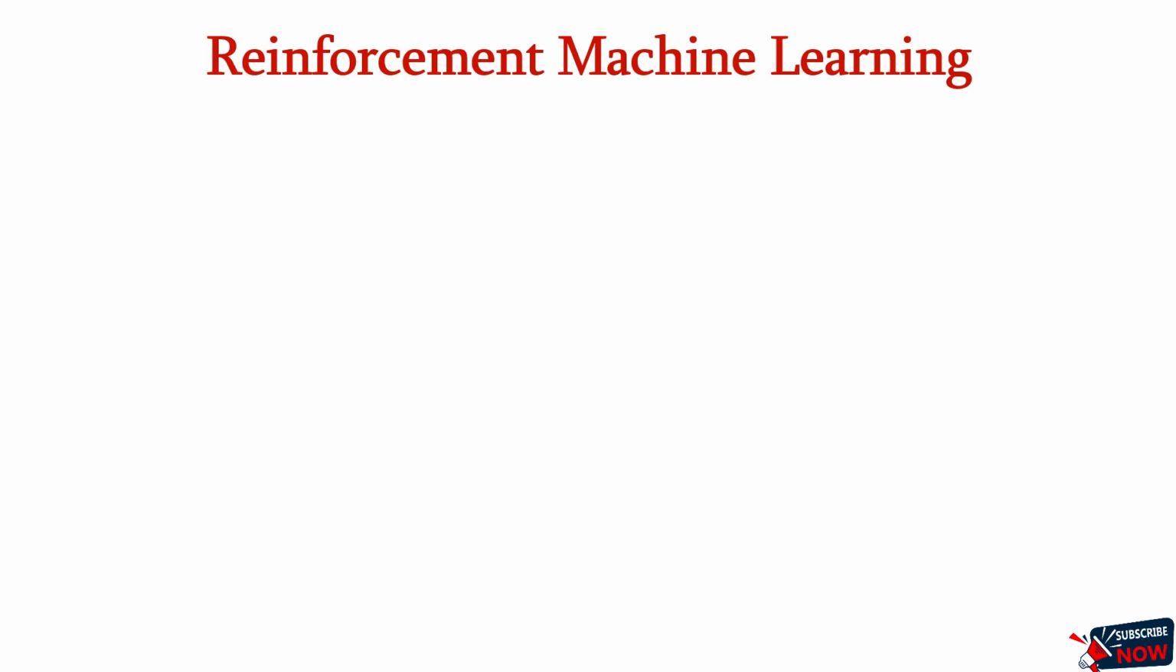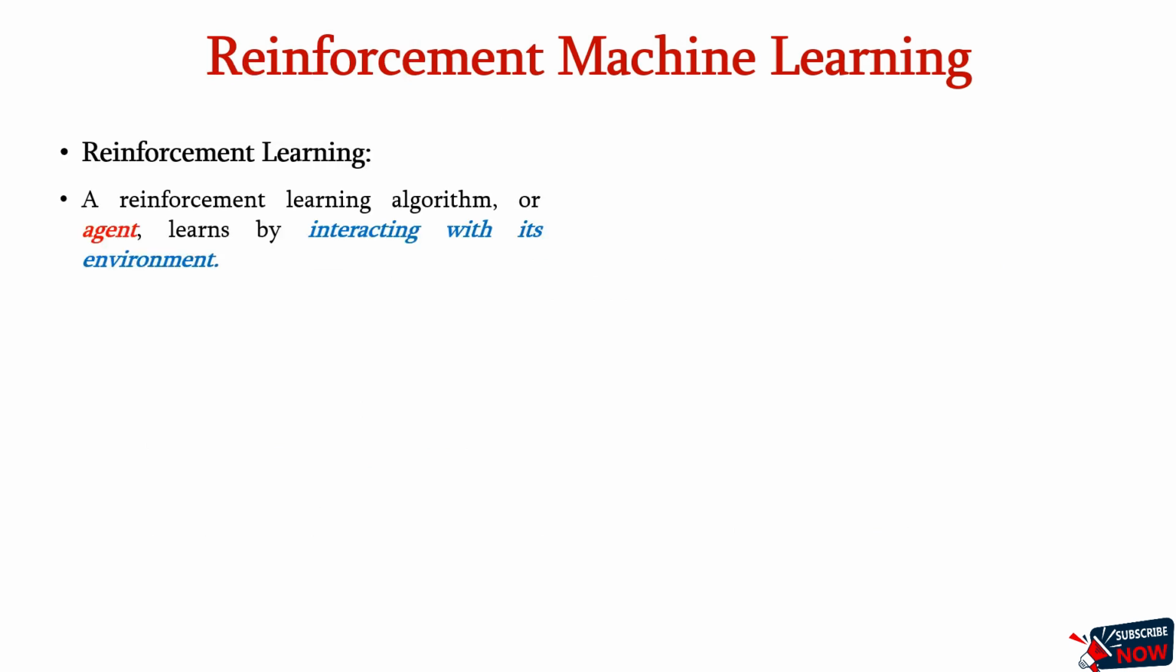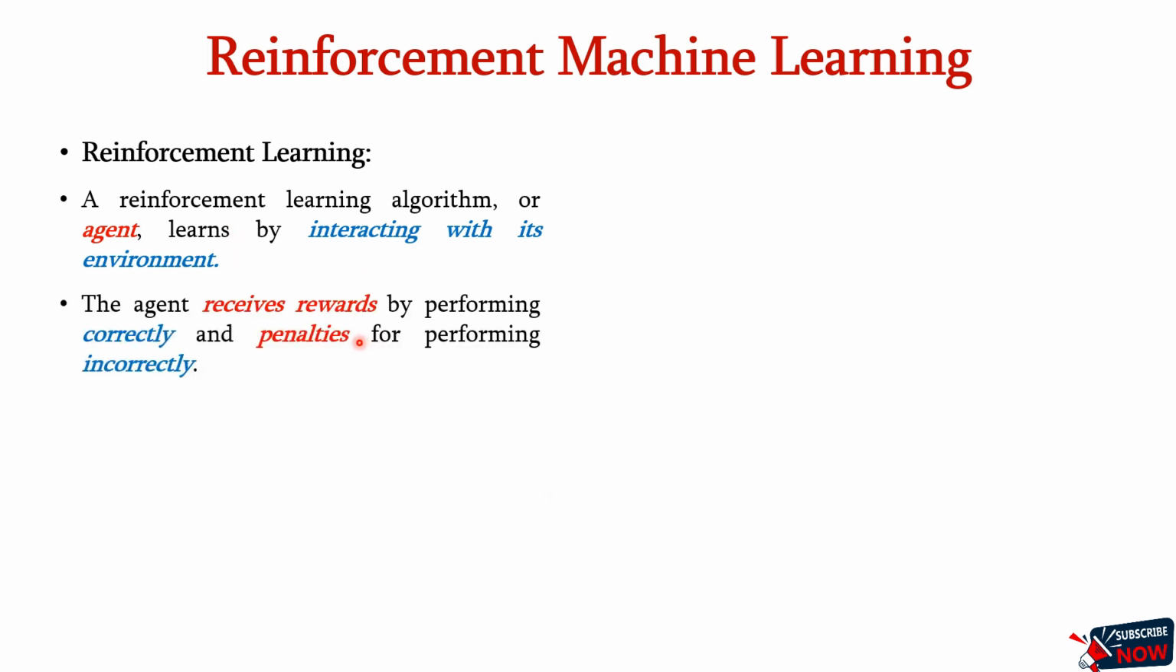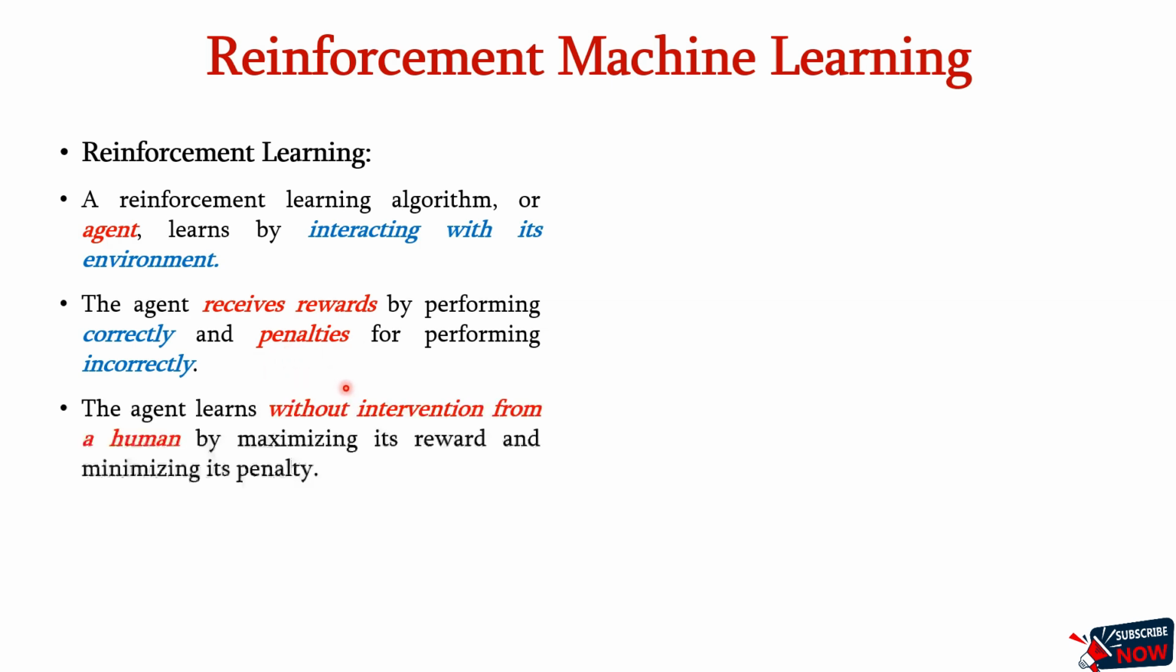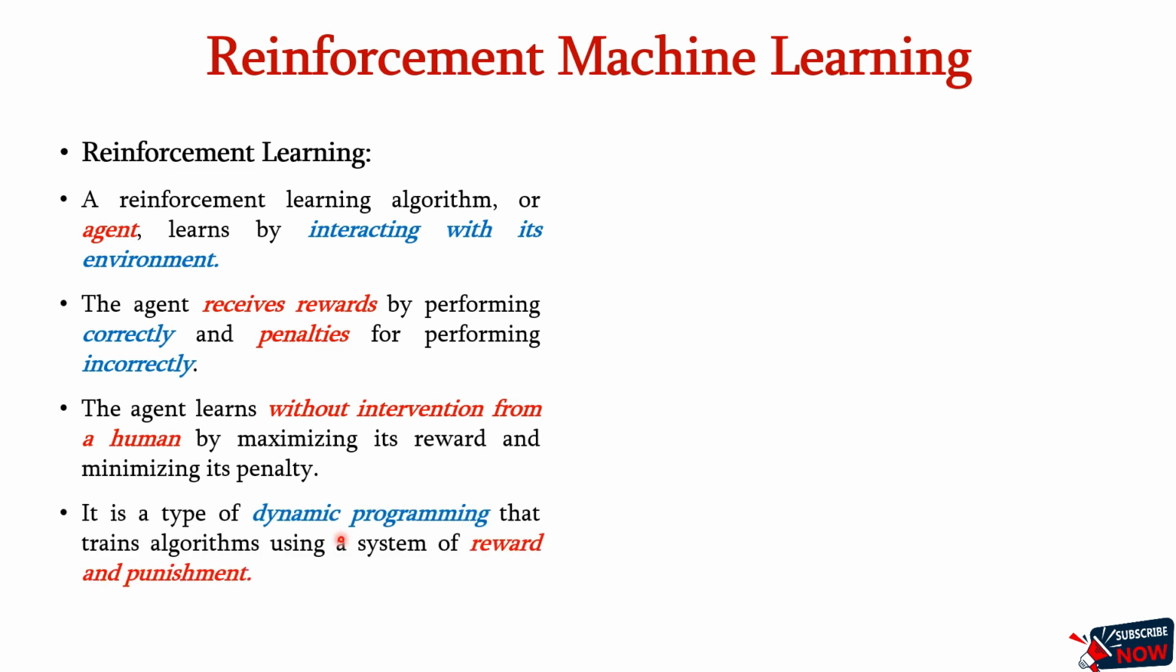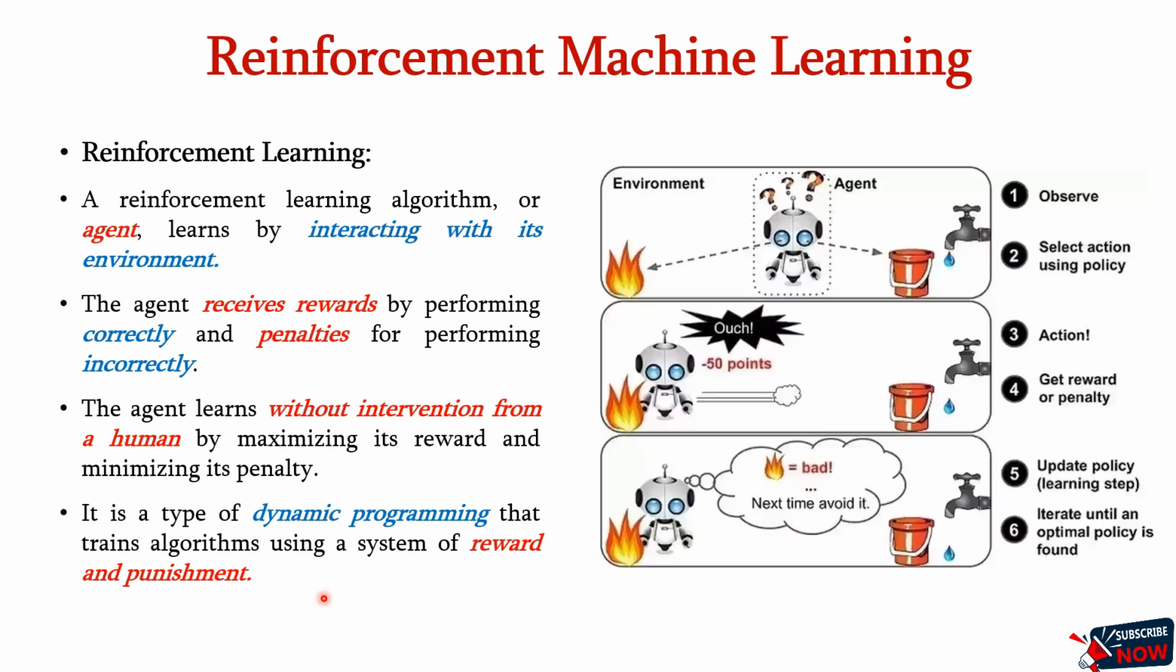Next we have reinforcement learning. Here the agent learns by interacting with its environment. The agent will receive rewards for performing correctly, and if it performs wrongly, it will get penalties. It learns without any intervention from humans by maximizing its reward and minimizing its penalty. It is a type of dynamic programming that trains the algorithms using a system of reward and punishment.